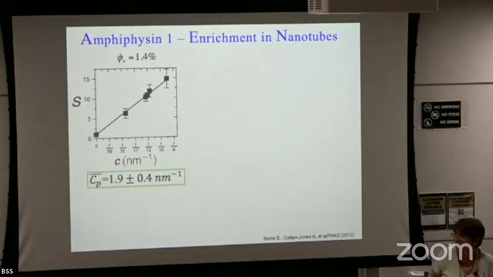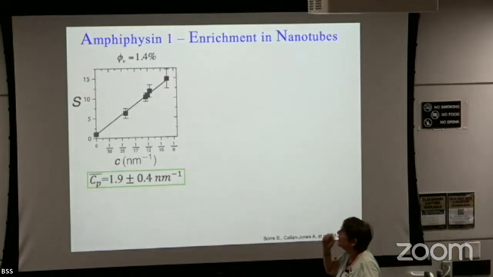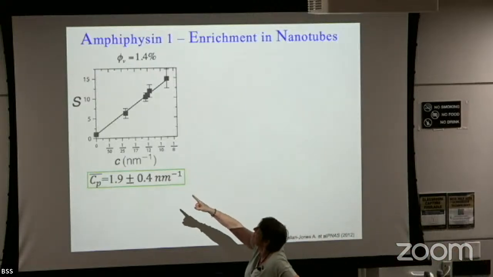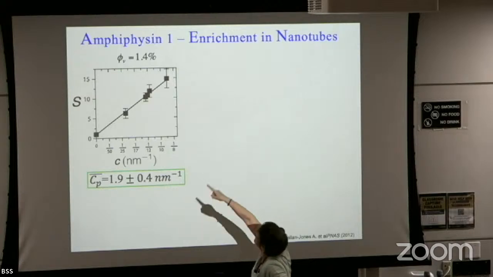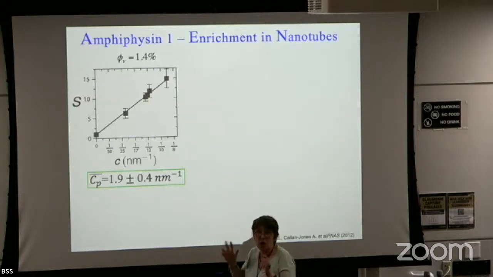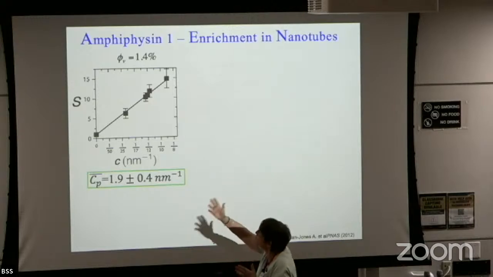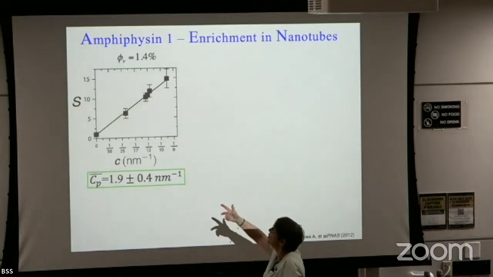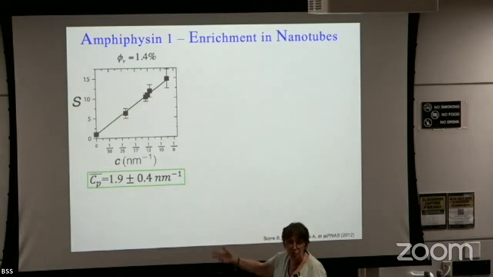And you can do this systematically. We can measure the enrichment, S, as a function of curvature. For this density, which is about 1.4%, we have a very nice linear relationship between the sorting and the curvature. And from the slope, you can deduce the effective spontaneous curvature of the protein. And in this case, we find a very high curvature.